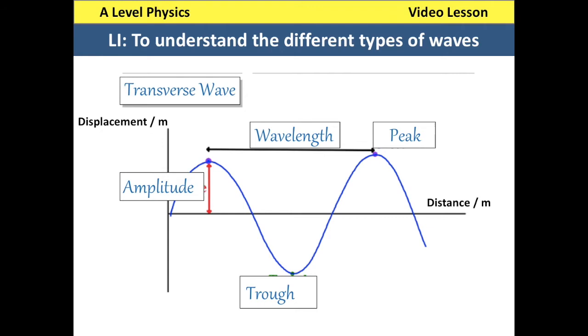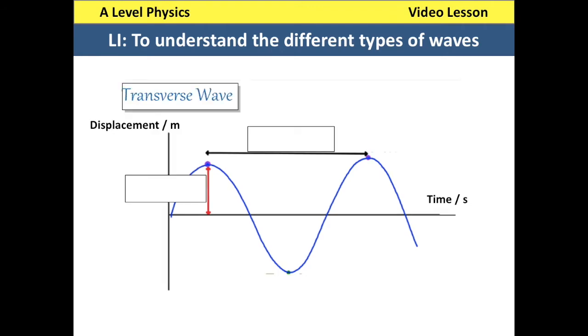Now similarly, we can draw a transverse wave like so. And again, we can label the amplitude there as being the maximum displacement of the wave. But the wavelength is not what is being shown between these two peaks.